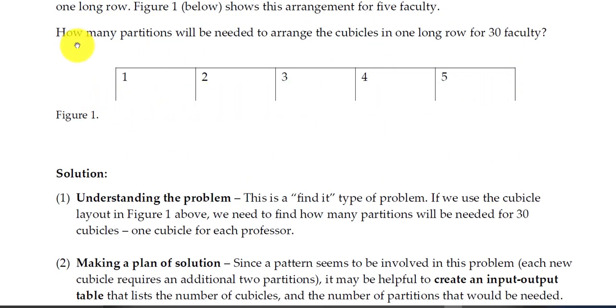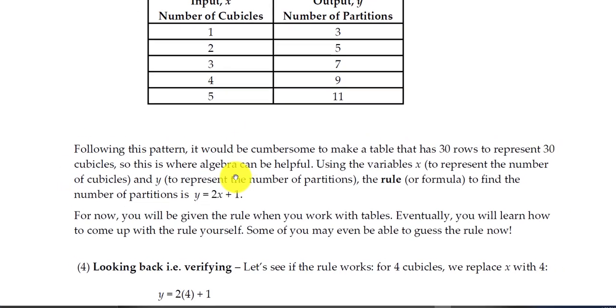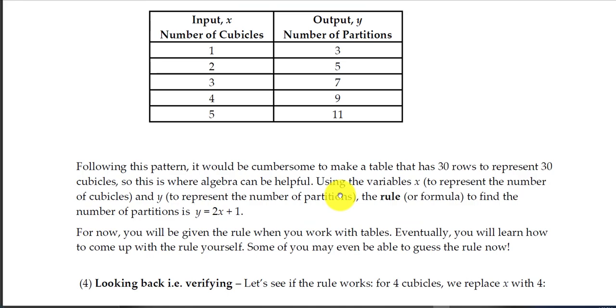So if I wanted to figure out how many partitions were needed for 30 faculty, I could either draw this out for 30 faculty, or I could just put in the number 30 for x and solve for y, being the number of partitions. So let's try this again, but now we're going to use horses.